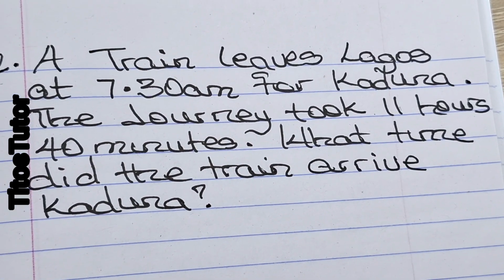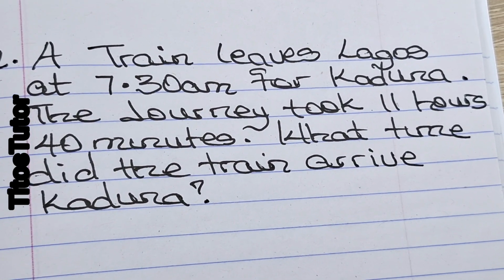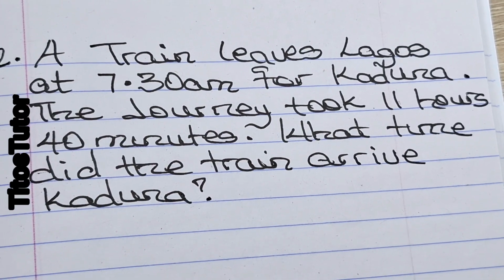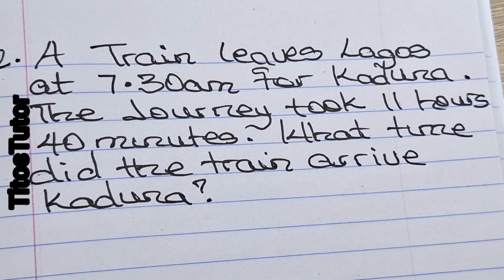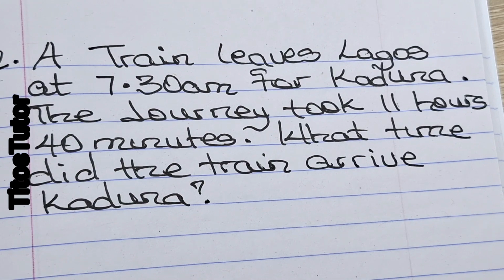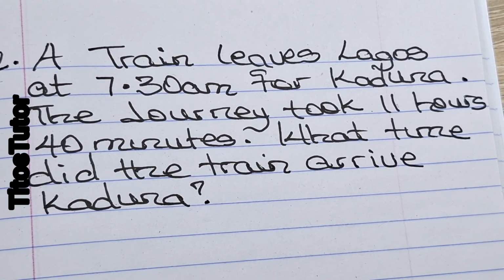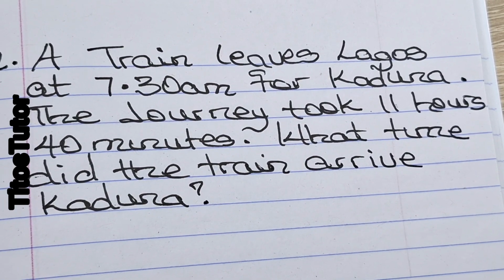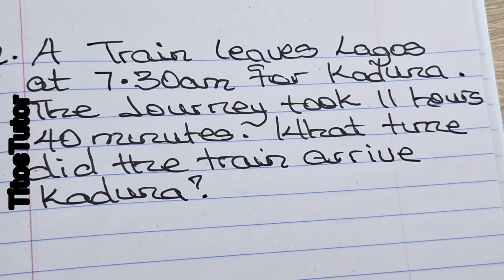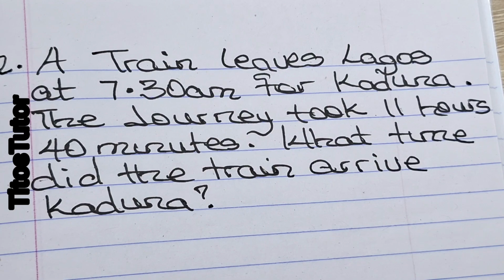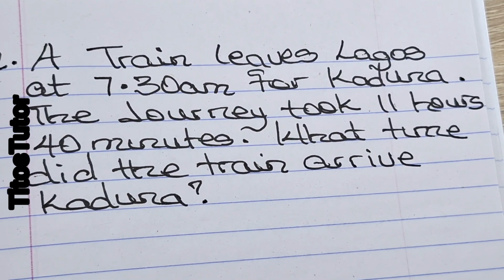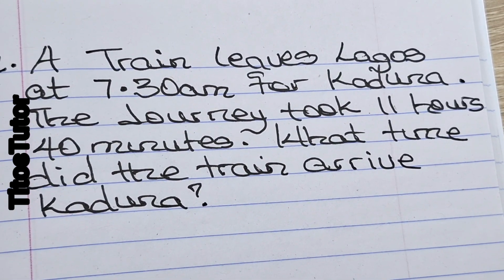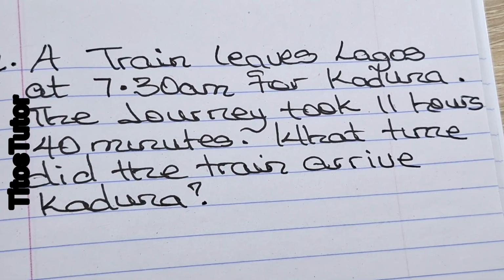Okay, so I'm going to start by saying my 7:30 in 24-hour clock, not a.m., just 7:30 in the morning, right? So that when I add 11 hours 40 minutes to it, it gives me the time in 24 hours. Then I can now convert it to 12-hour clock. So that's what I'm going to do.